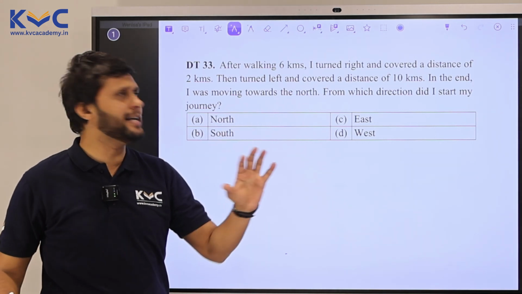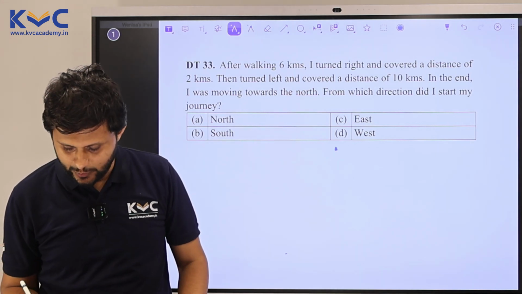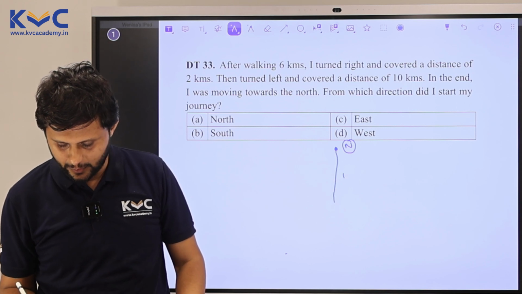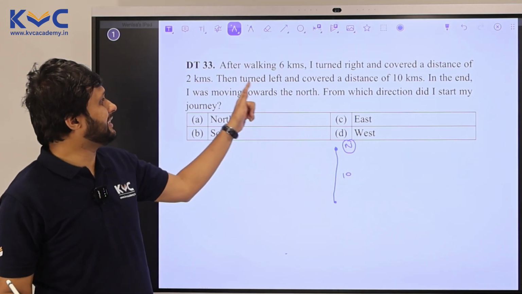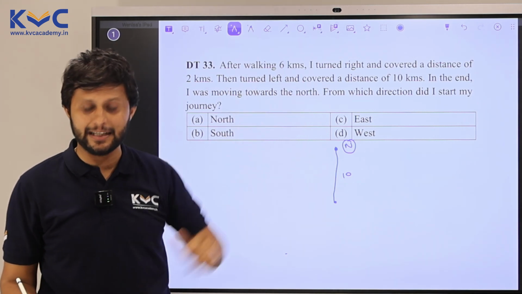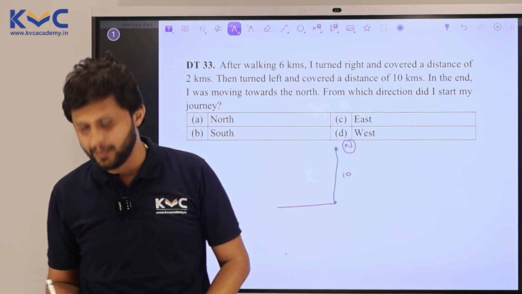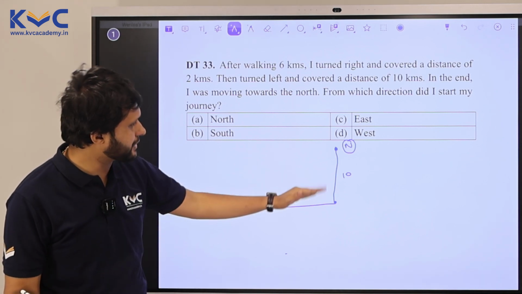But if you see the immediate previous to that, I had walked 10 kilometers. So if this is north, let this be 10 kilometers. I had done this, but what did I do before that? Then turned left and covered 10 kilometers. That means before walking this 10 kilometers, I turned left. So that means I was coming from this side. Correct? The line that I've drawn because it goes left.